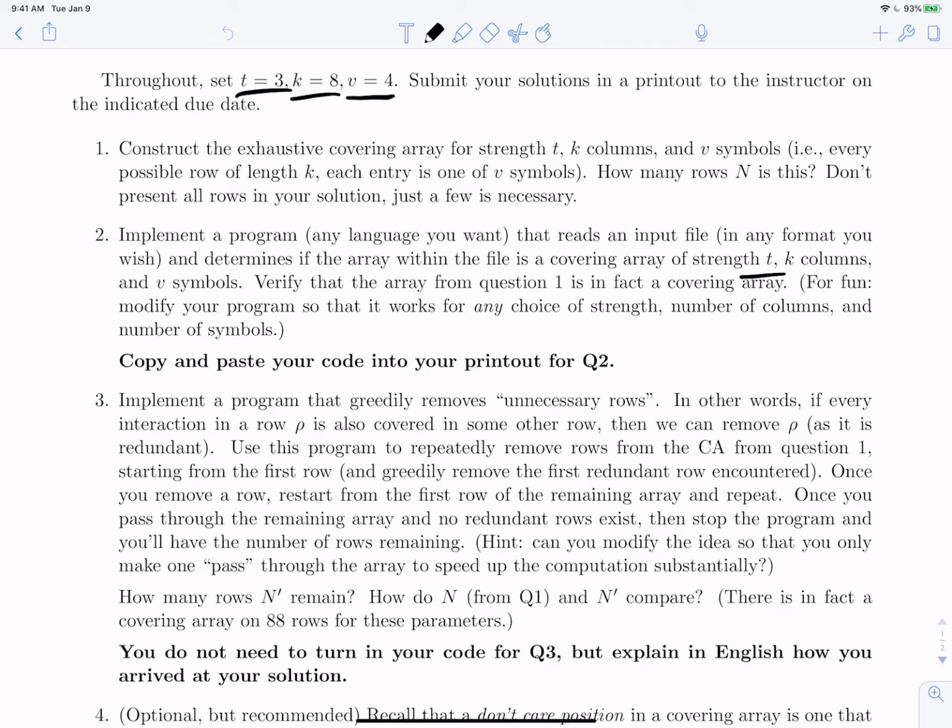Other questions? Yeah. So for the input file numbers, you can just generate an array and then import it. Yeah, you can just read the file with Python. You can just open the file and read the lines of it. There's no specification on what language you have to use or format. What I care about is can you actually verify if something's a covering array in whatever language or any format you want.